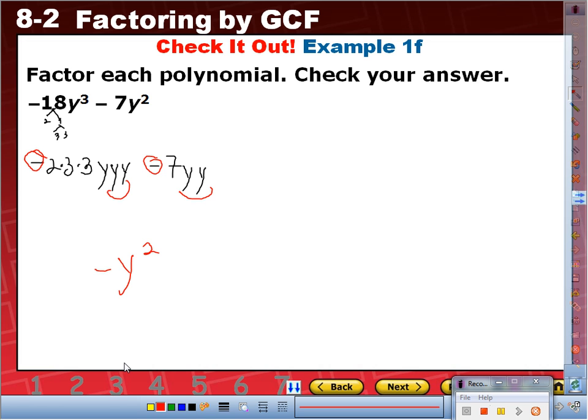See how that worked now? Since both have negatives, that's where you get that one out. How about numbers? Anything in common on the numbers? No. So let's write whatever we have left. What's left on this first term? 2 times 3 times 3, that's 18 and 1y.